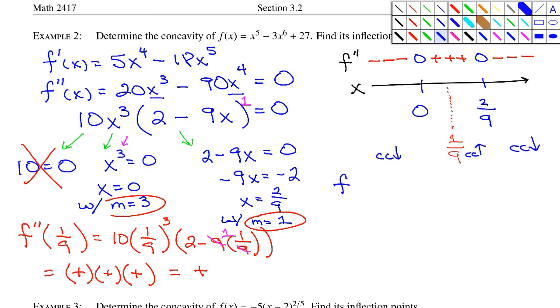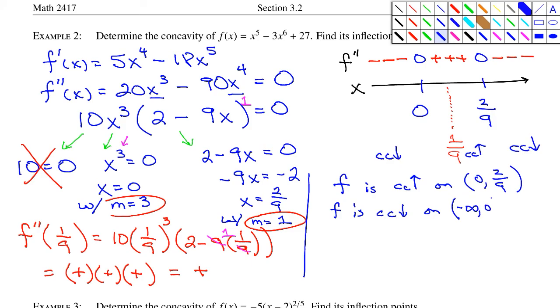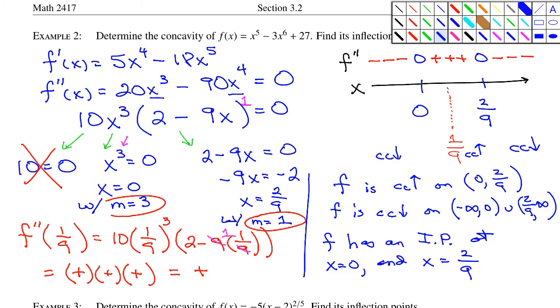And we can write that in a statement. So f is concave up on 0 to 2/9. F is concave down on negative infinity to 0 union 2/9 to infinity. And then f has an inflection point at x equals 0 and x equals 2/9. So both of those numbers resulted in a change in concavity, therefore they're both inflection points. Technically you should find the y value, but the y value for the 2/9 one is very complicated, so we're just going to skip that on this one.